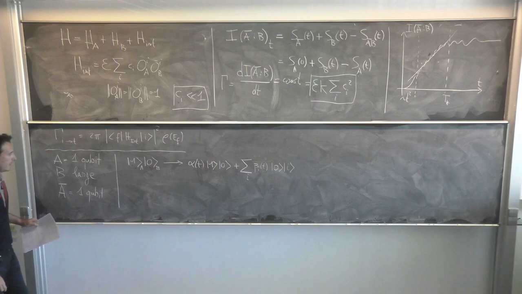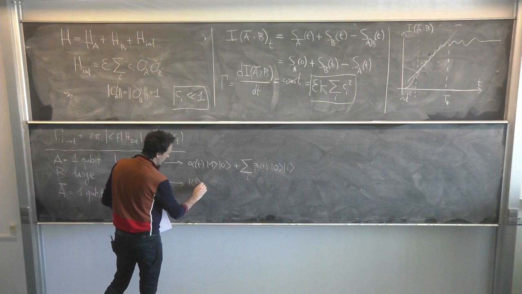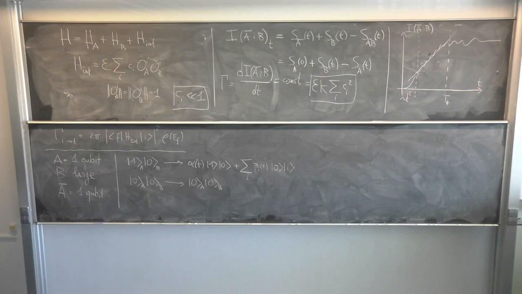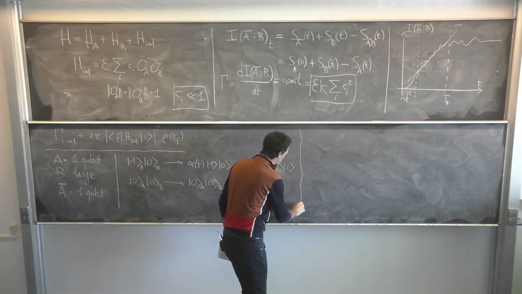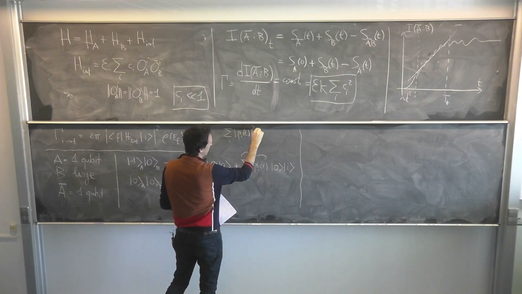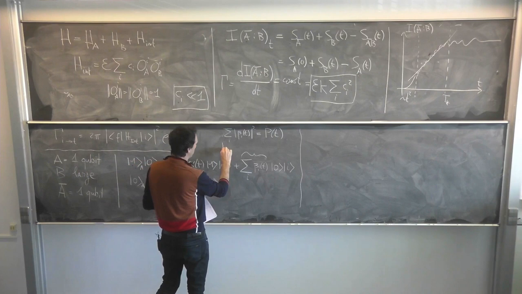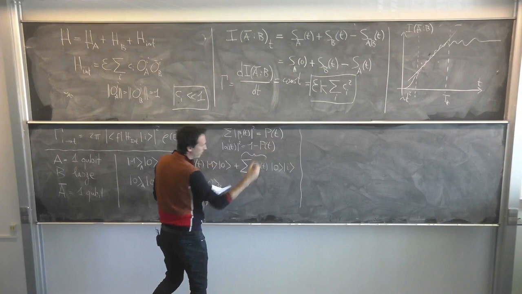And if instead the initial state of A was 0, by energy conservation, nothing happens. The state will remain the same. Now, this is the probability at time t that this qubit A will actually decay, and alpha of t modulo square, 1 minus p of t, is the probability that it doesn't decay.